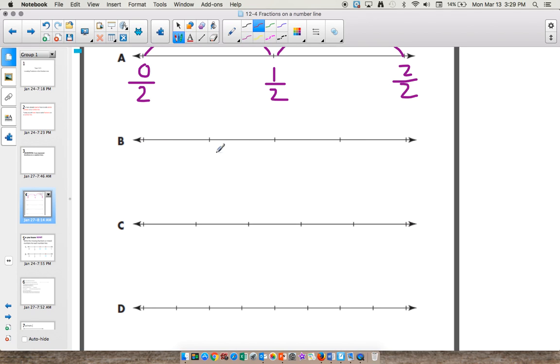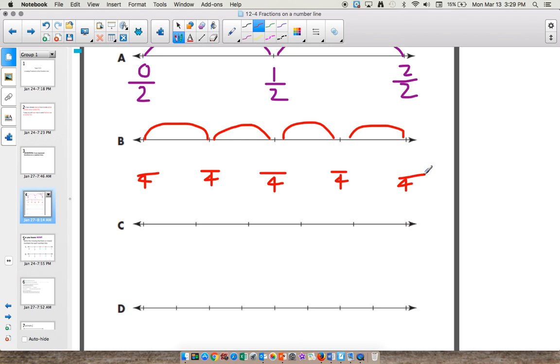B has 1, 2, 3, 4, 5 tick marks. But again, that doesn't mean it's divided into fifths. I have to count the sections. There's 1, 2, 3, 4. So that means this number line is divided into fourths. That is my, I hope you know what this is called. It starts with a D. Denominator. So look at me. I have to draw all these 4s because it's divided into fourths.